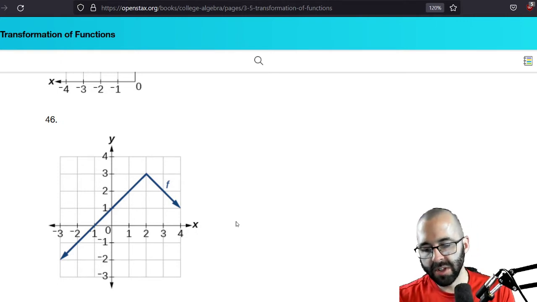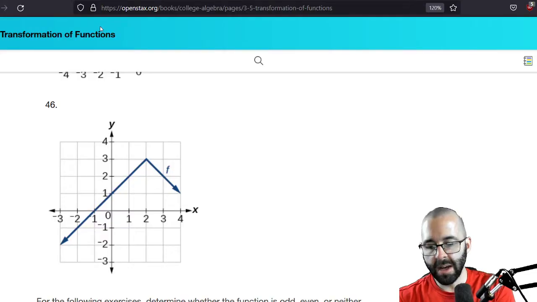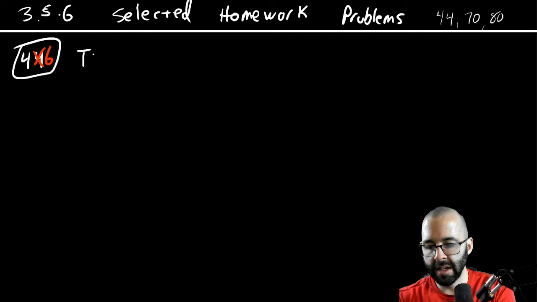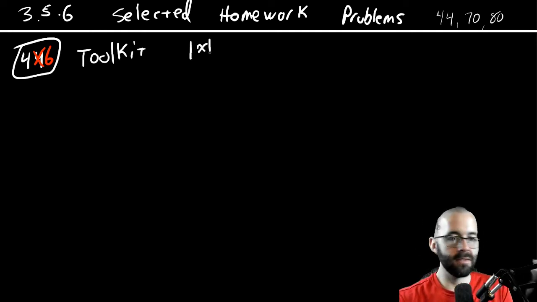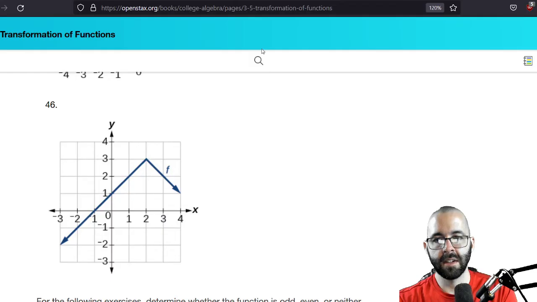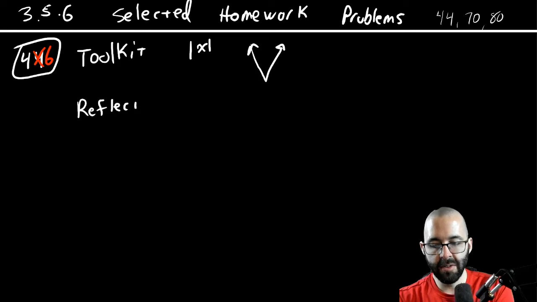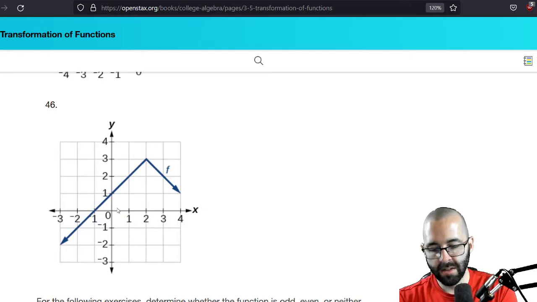Okay, so we look at 46, and first we have to find the toolkit function. It looks like an upside down V. The toolkit is going to be the absolute value of x, right? Absolute value of x normally looks like that. This is just that upside down, so it's going to be reflected about the x-axis. What else is happening? It's also getting moved right 2 and up 3, right?